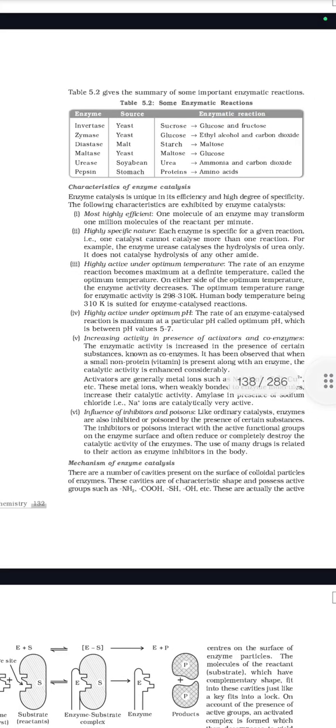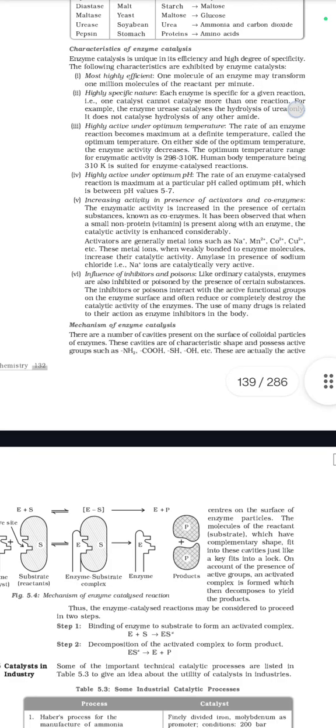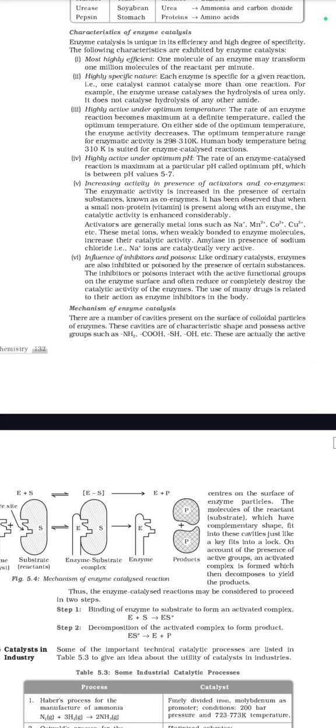Characteristics of enzyme catalysts. Enzyme catalysts are unique in efficiency and have a high degree of specificity. The following characteristics are exhibited by enzyme catalysts. Most highly efficient. One molecule of an enzyme may transform 1,000,000 molecules of the reactant per minute. Highly specific nature. Each enzyme is specific for a given reaction. One catalyst cannot catalyze more than one reaction. For example, the enzyme urease catalyzes the hydrolysis of urea only. It does not catalyze hydrolysis of any other amide.